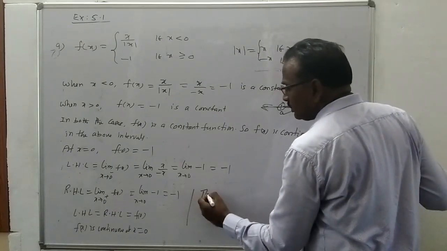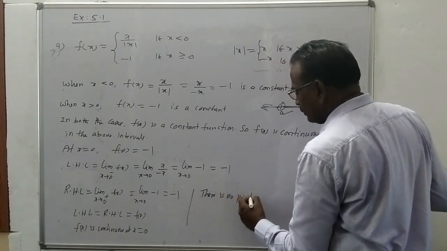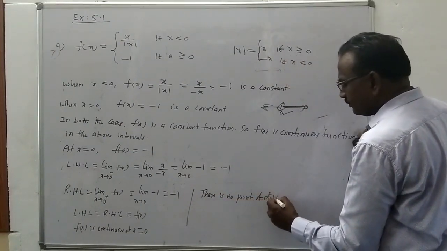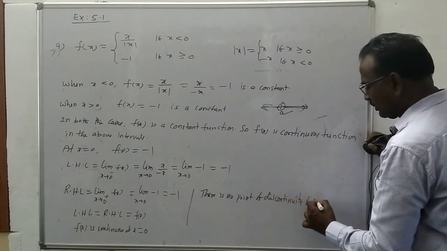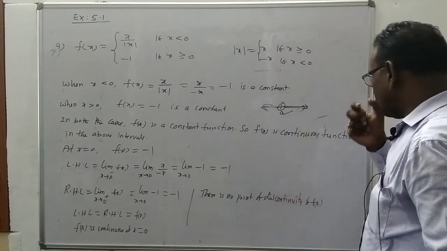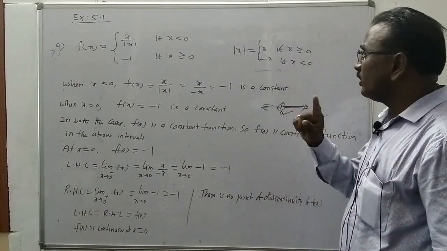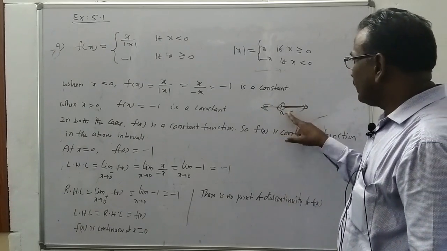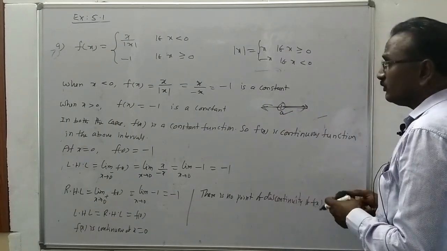Therefore, there is no point of discontinuity of f of x. So there is no point of discontinuity of the given function f of x. f of x is continuous at every point of its domain. So therefore, we say that there is no point of discontinuity for this function.